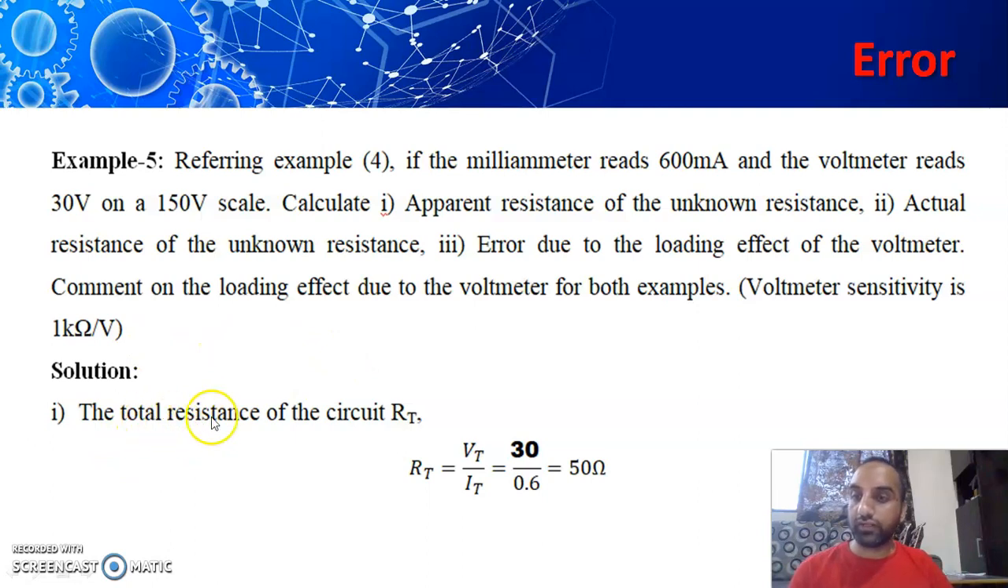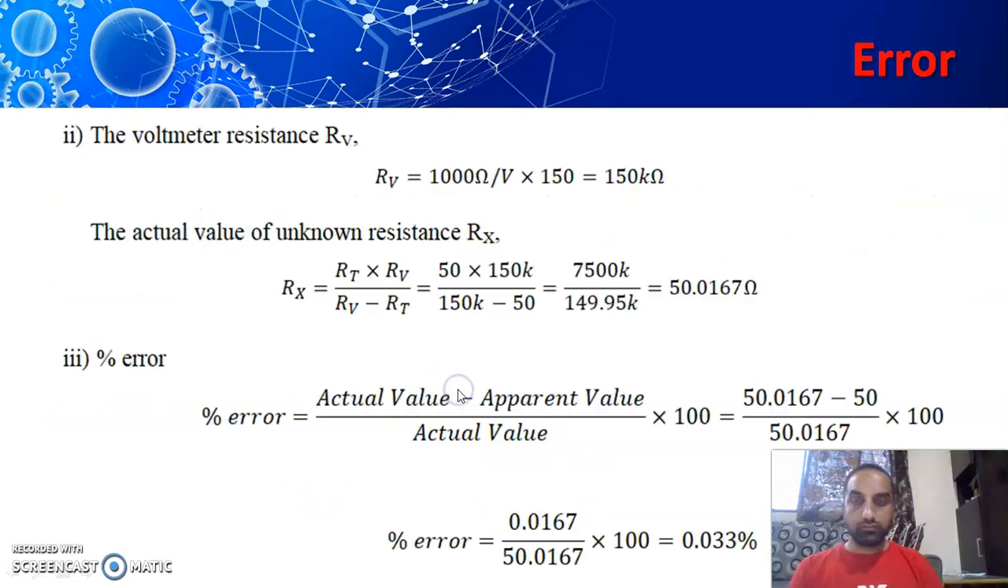So initially we have to find the total resistance of this circuit. It is denoted by RT, and RT is voltage divided by current. The voltage read by the voltmeter is 30 volt, and the current flowing through the milliammeter is 0.6 ampere, that is 600 milliampere. So the ratio becomes 50 ohm. Now the voltmeter resistance RV is 1 kilo ohm per volt, and the full scale reading is 150. So the total resistance of the voltmeter is 150 kilo ohm.